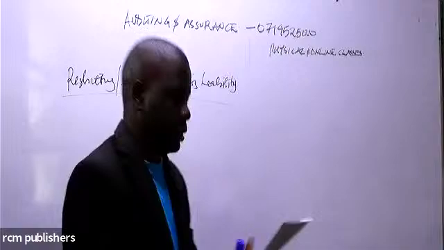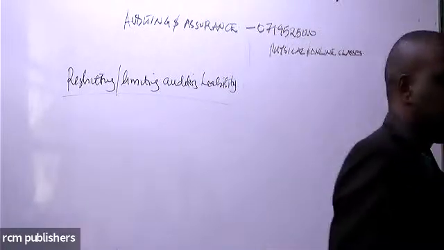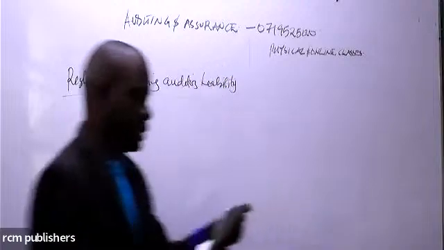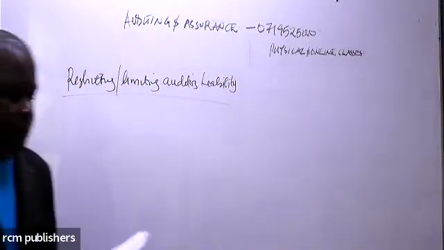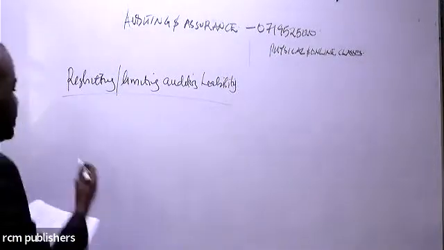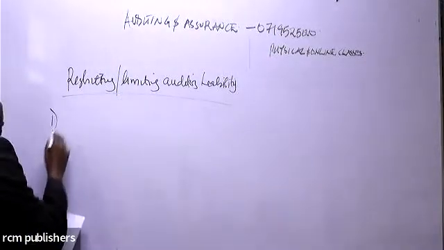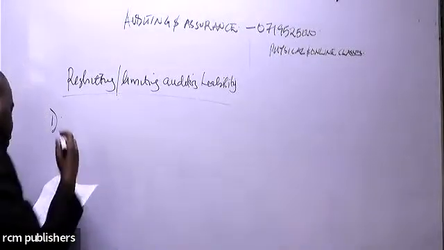Restricting or limiting the auditor's liability. So these liabilities we've just talked about, there's a way this auditor can restrict or maybe limit them. So the ways he can ensure he has restricted or limited them. Number one, what he can do, he can take a professional indemnity insurance cover.